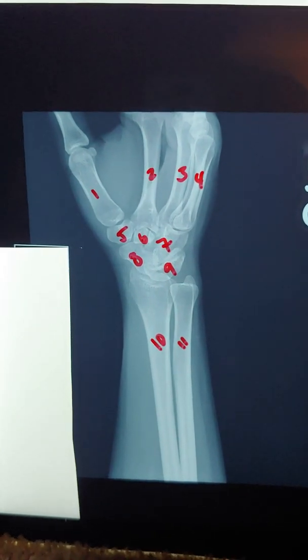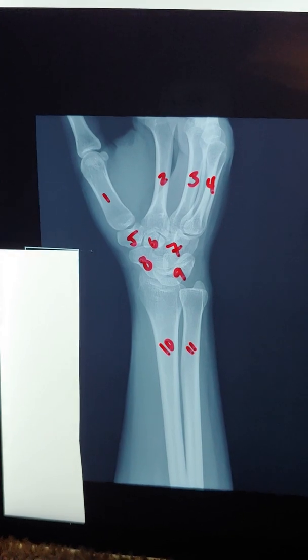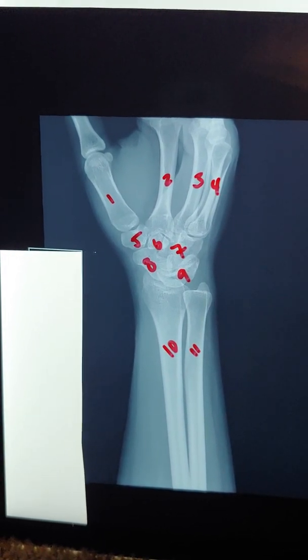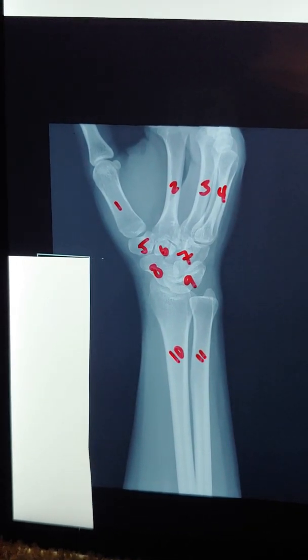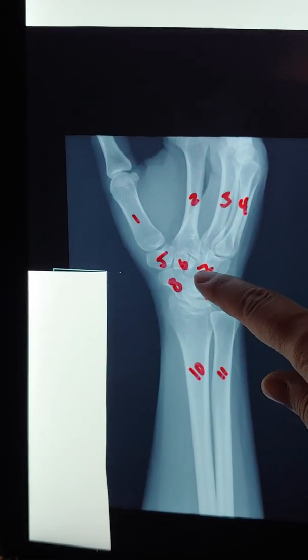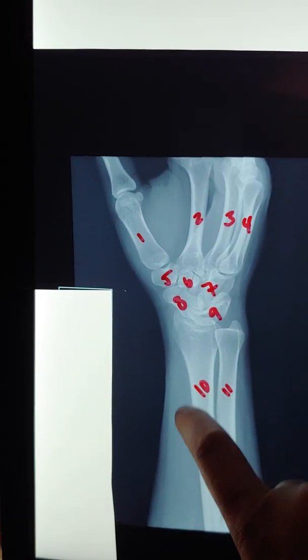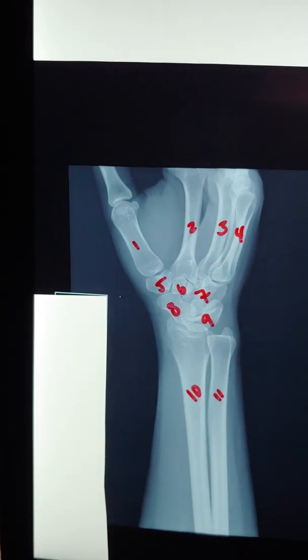For the oblique, again, the shoulder, elbow, and wrist need to be in the same horizontal plane. From the PA position, you rotate the hand laterally 45 degrees. Again, you want the central ray to the mid-carpal area, and collimation to include the metacarpals and the distal radius and ulna.